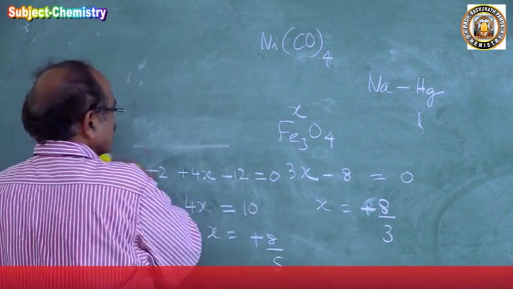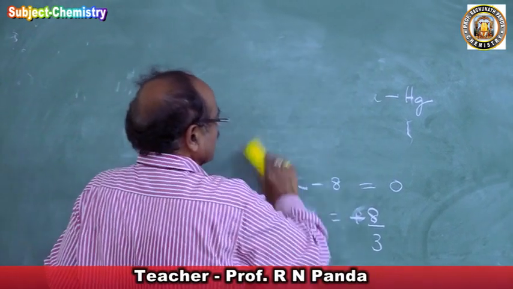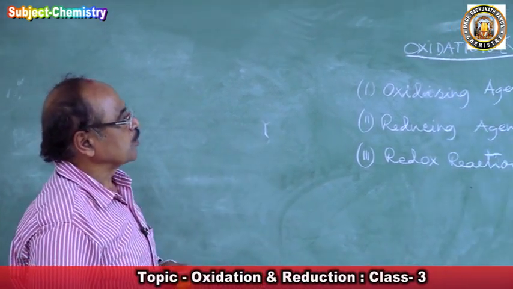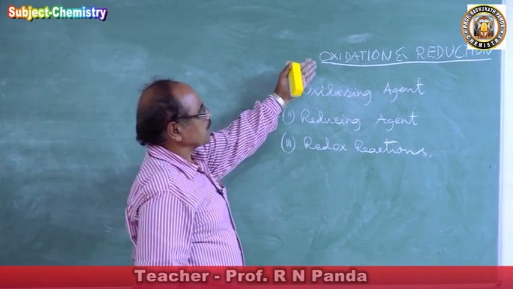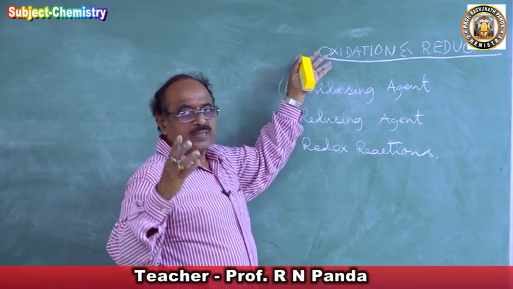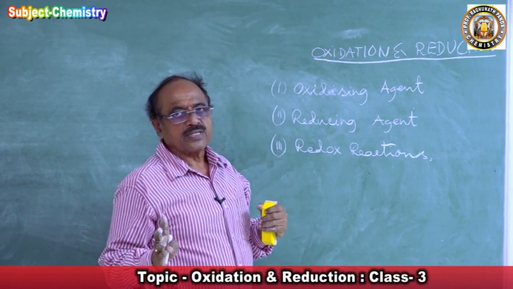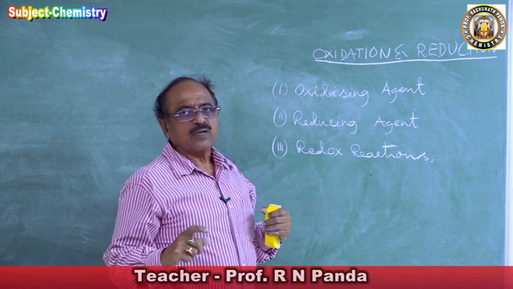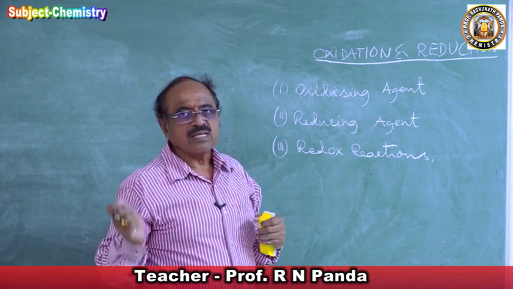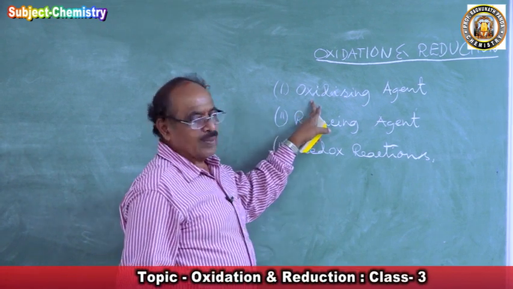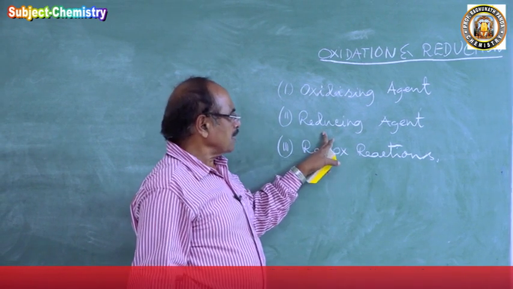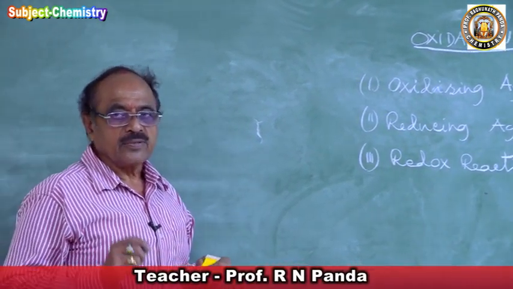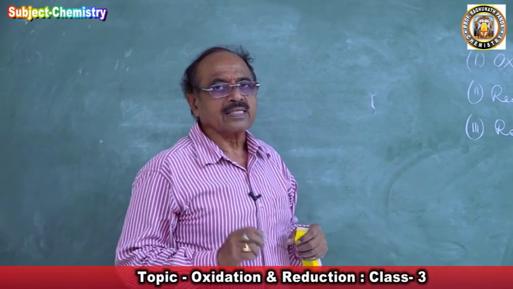With this I have recapitulated what I taught in my last class, and compared oxidation number and valency. Now we are coming to today's class, the second part of oxidation reduction. I will teach it in 3 parts. Yesterday: what is oxidation, what is reduction, what is oxidation number, its calculation and significance. In this class: oxidizing agent, reducing agent, and redox reactions. Next class: balancing redox equations by the ion electron method.